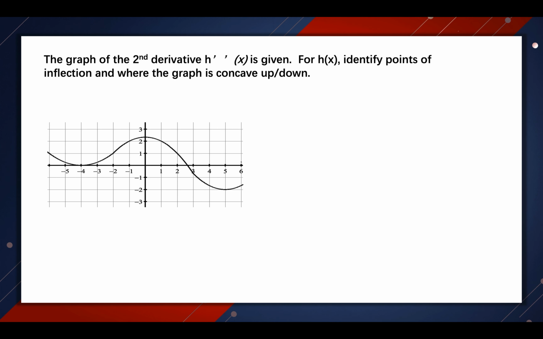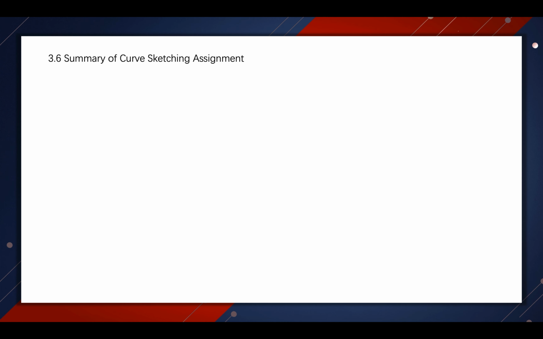This is another example. Given the graph of the second derivative h double prime of x, for h of x, identify points of inflection and where the graph is concave up or down. The point of inflection is x equals 2.5, where the curve crosses the x-axis, and the curve is concave up when x equals negative infinity to x equals negative 4, and when x equals negative 4 to x equals 2.5. It is merely when the curve is above the x-axis, and similarly when the curve is below the x-axis, the curve is concave down, and it is when x equals 2.5 to x equals positive infinity.